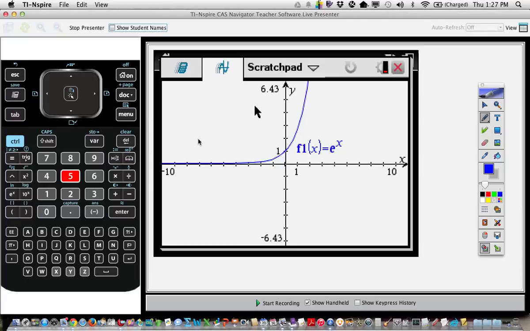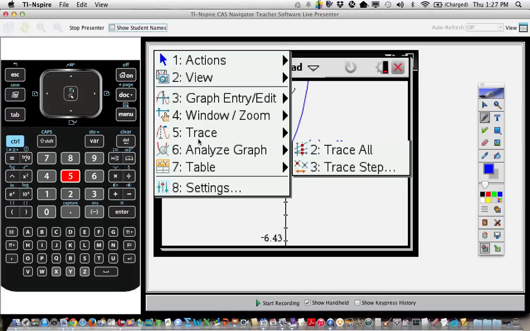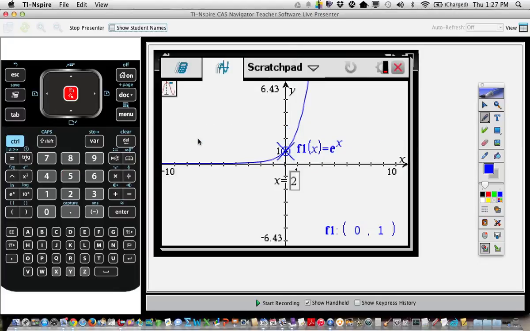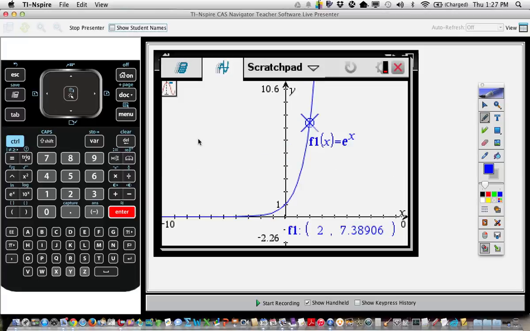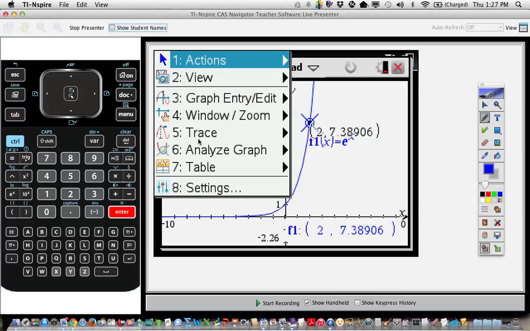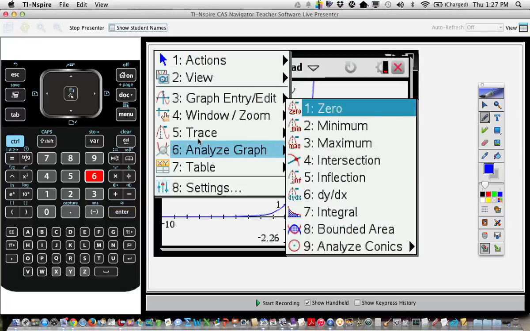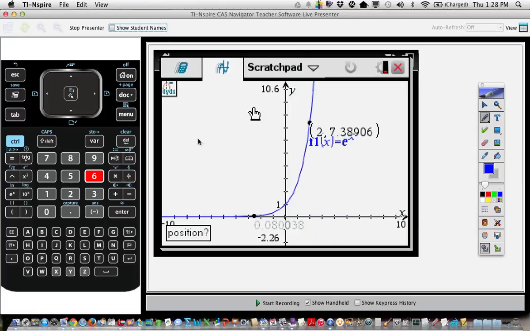Here's one reason. Go ahead and trace at 2. Okay, and hit enter again. So there's the e, that's e to the second, that number right there. Now I also want you to go under menu and go to analyze graph. Number 6, dy dx, is another name for derivative. So go to number 6 for derivative.